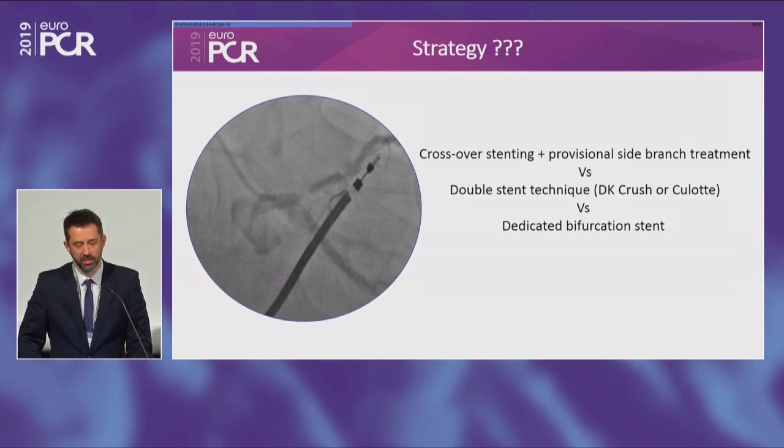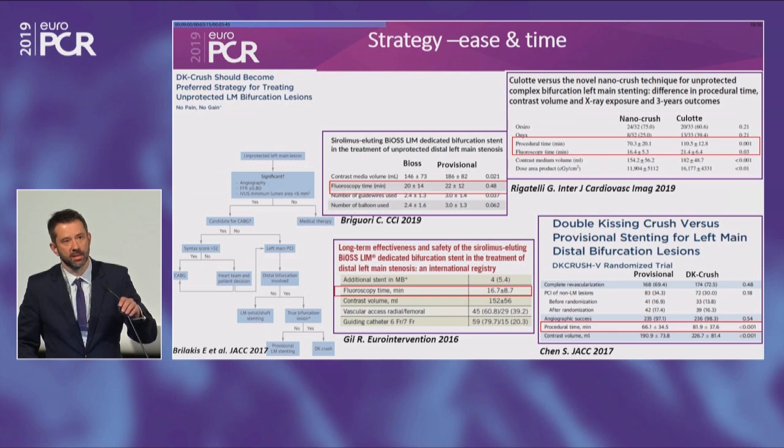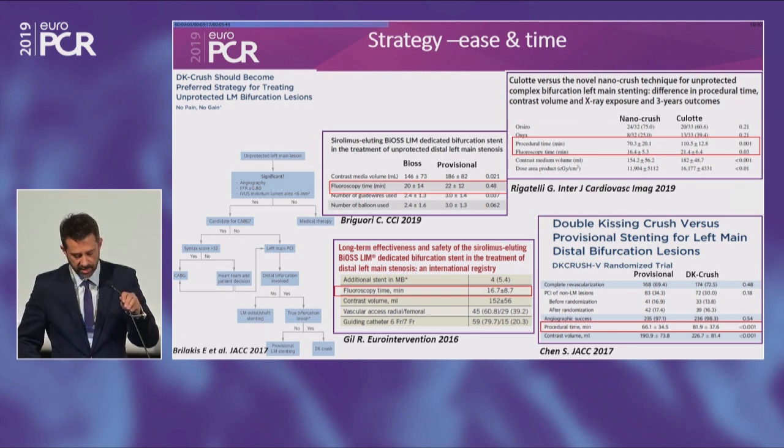Of course, the surgery option was not taken into account. So, of course, the simplest is provisional stenting, then the double stent techniques: DK crush or culotte. Of course, false stenting is also an option, not mentioned here. And also the dedicated bifurcation stent. And of course, as you can assume, the dedicated bifurcation stent was chosen for this case.